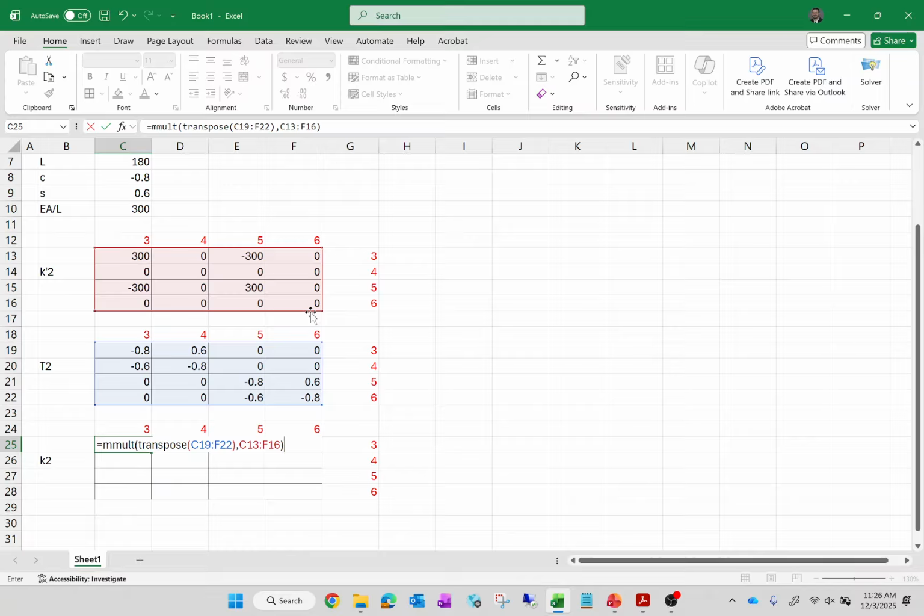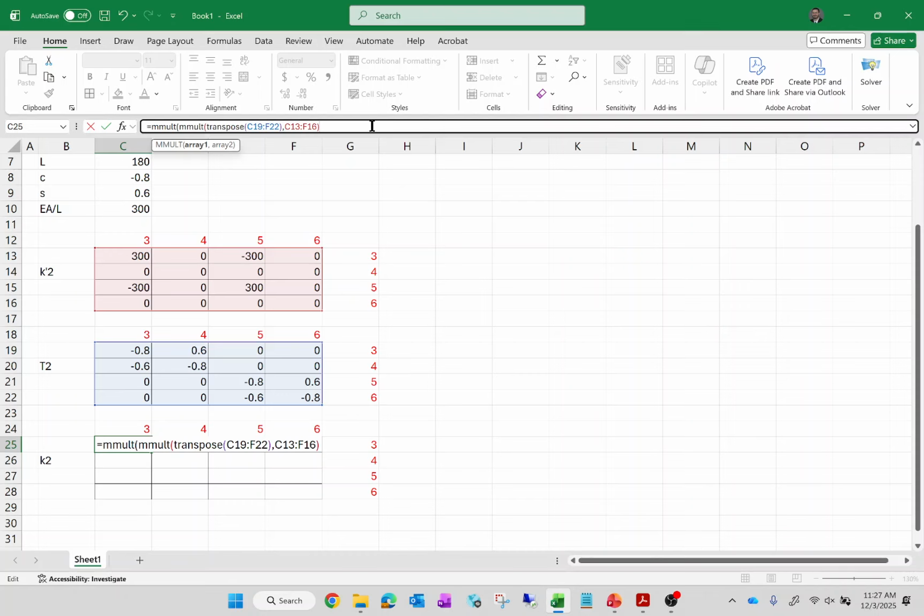Okay, so does everybody see what I did? This right here would be multiplying the first matrix and the second matrix. But I need to multiply three matrices. So what I'm going to do is take that whole product and multiply it again with T. Does everybody see that? So I'm doing basically M mult twice.